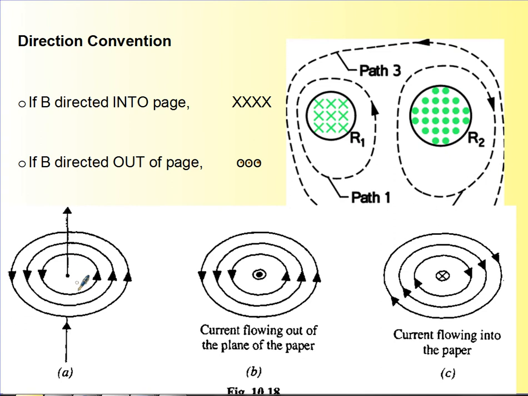So, if I have a current that's flowing out of the paper here, you're going to make a circle with a little dot. And if you have a current, or magnetic field, going into the paper, so in this case the current is flowing into the paper, then you make an X. So, into the paper, X, out of paper, dot. It doesn't matter whether it's a magnetic field or current or force or whatever. This is just a standard convention.